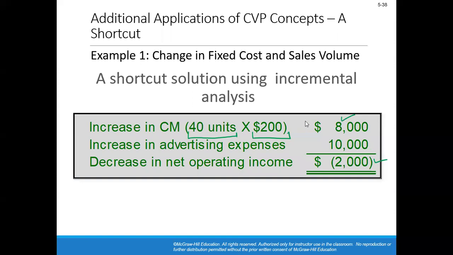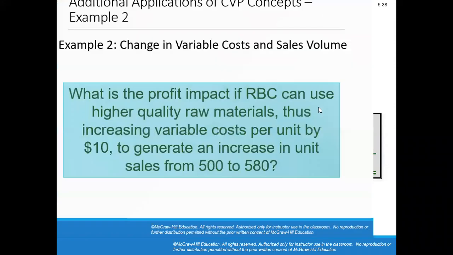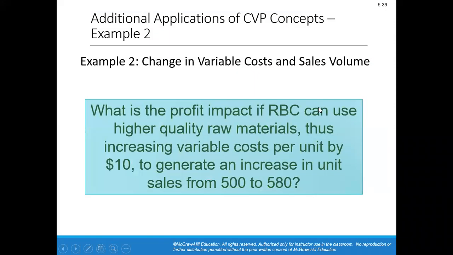Now, the second scenario. What we are trying to do here is determine the profit impact if RBC can use higher quality raw materials, thus increasing variable cost per unit by $10, to generate an increase in unit sales from 500 to 580.